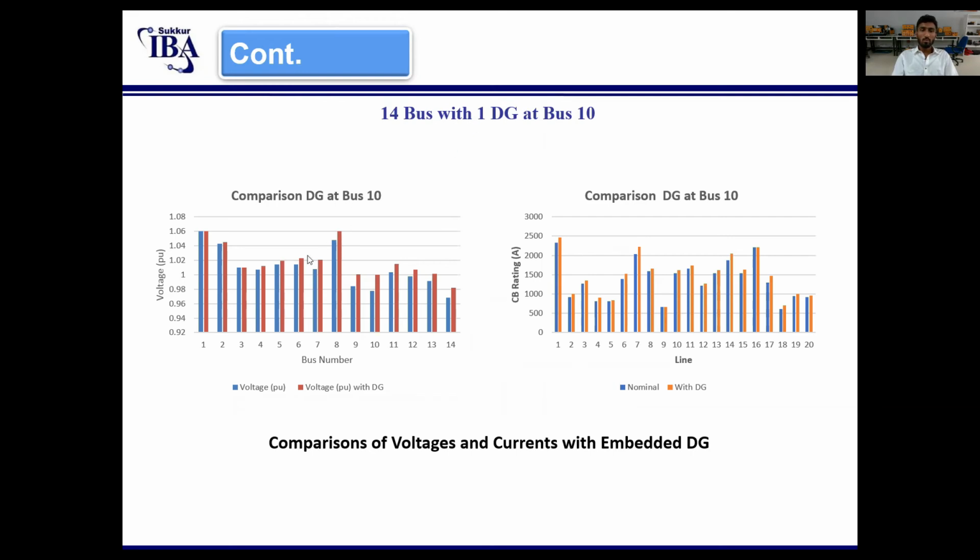This is the voltage profile of that bus when the DG is added. This is for all those buses when the DG is at 10, and this is the current rating of all the circuit breakers in those lines when the DG was added.